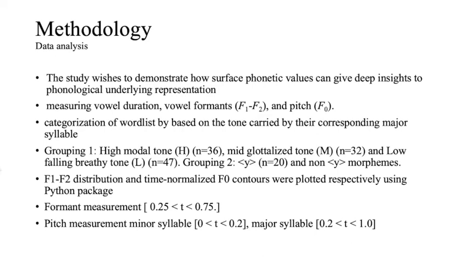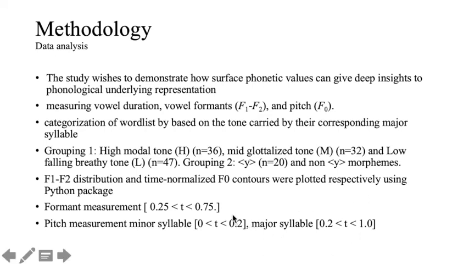In measuring vowel formants, the F1, F2 distribution plots were generated, and only the formant values of the middle 50% of the total rhyme durations were measured and averaged. In measuring pitch, the time-normalized F0 contours were generated. In order to reflect the average ratio of the duration of minor syllable versus major syllable, which is 1 to 5, the pitch contour of the minor syllable is fitted into 0 to 0.2 second time frames, and for the major syllable, from 0.2 to 1.0 second.